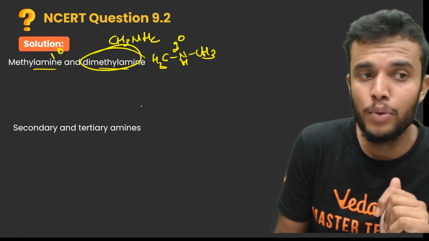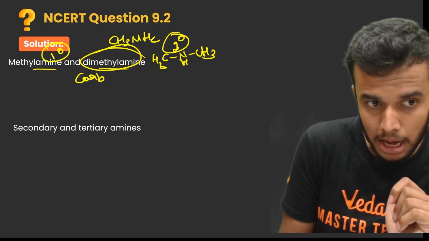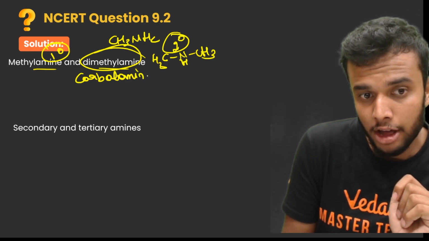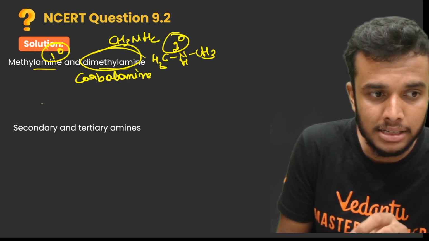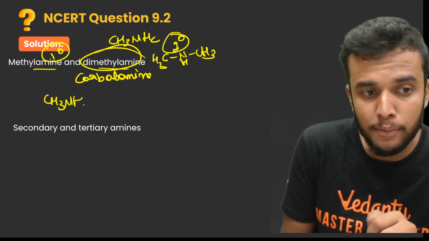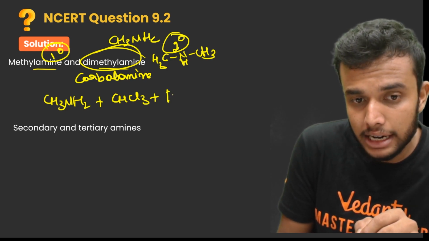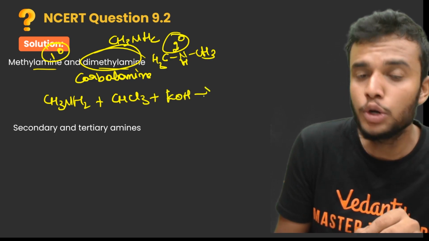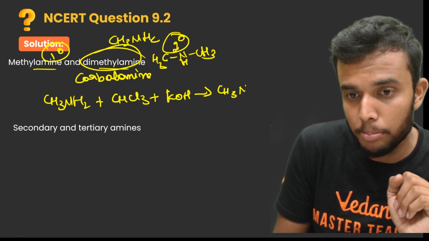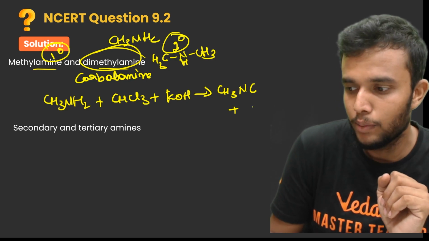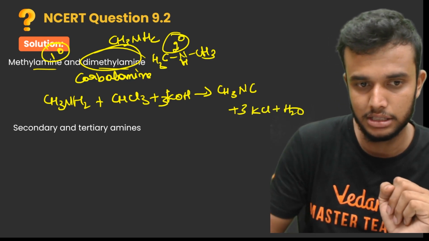We can easily differentiate primary and secondary amines by using the carbylamine test. What is the carbylamine test? If a primary amine, for example methylamine, CH3NH2, is heated with chloroform, CHCl3, in the presence of potassium hydroxide, it yields a foul smelling isocyanide compound, CH3NC, with KCl and water. Let's balance the equation. This is the reaction. Understood, students?